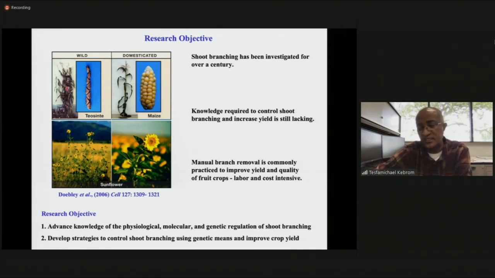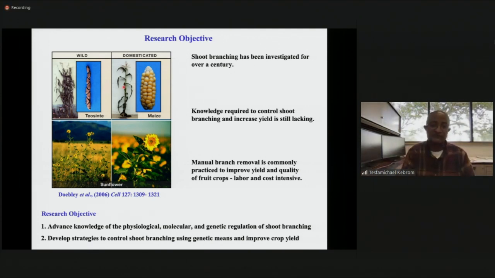Teosinte is highly branched, and the number of grains per ear in teosinte doesn't go higher than about 12, while maize doesn't branch, and the number of grains in the ear of maize could reach up to 500 or more. So it is the reduction in branching during domestication that increases the yield of maize.